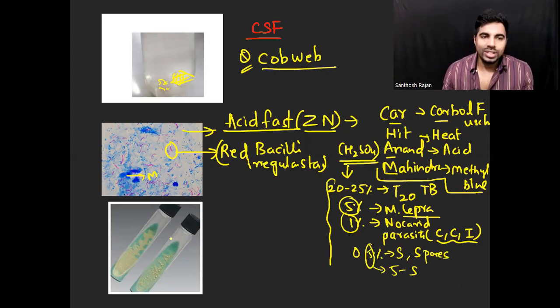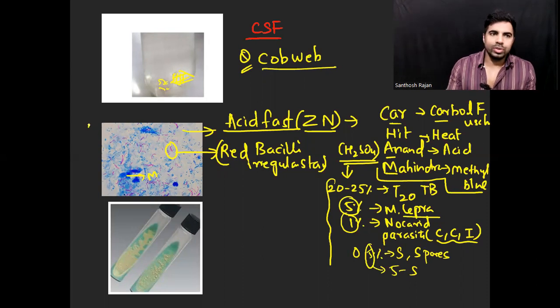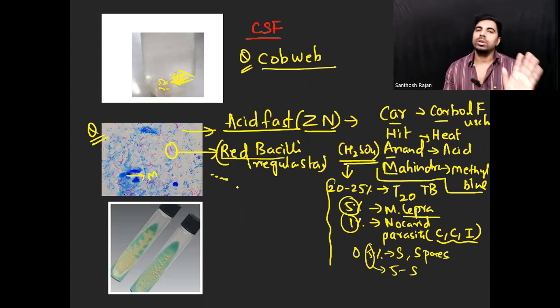Done. Now, what is this? You can expect this question. They'll give you the picture of this and say, identify the organism. This has a beaded appearance, like a bead. Irregularly beaded red-colored bacilli. Irregularly stained means that is your TB, Mycobacterium.